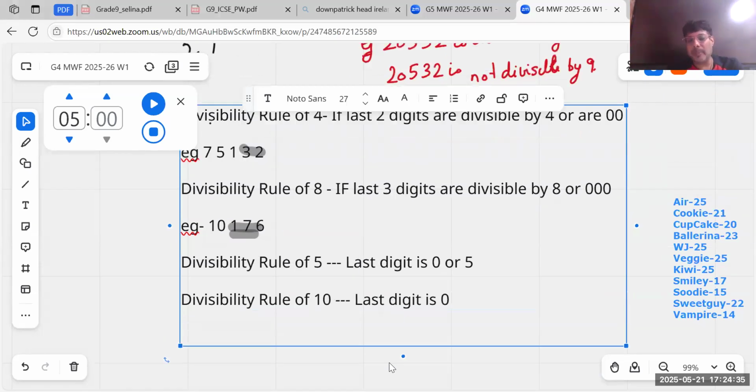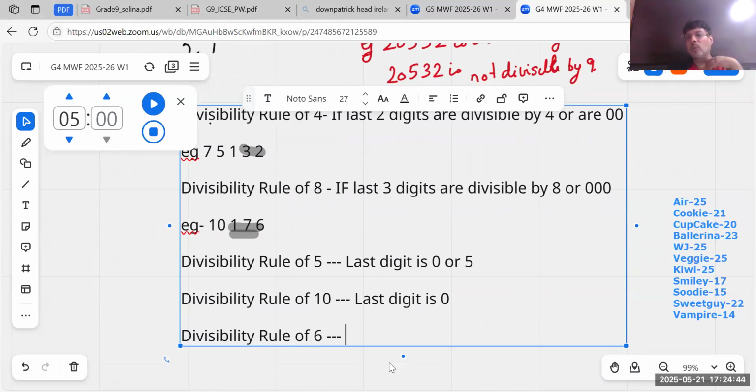Now there are two more divisibility rules that we did not do before. You all have to memorize this. Divisibility rule of 6. The rule of 6 is very special and the rule of 11 is very special.